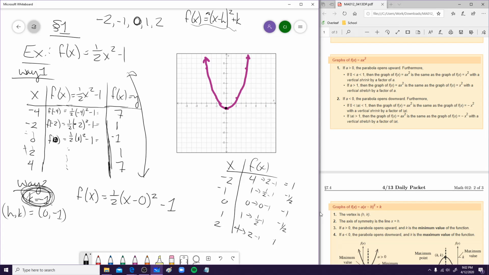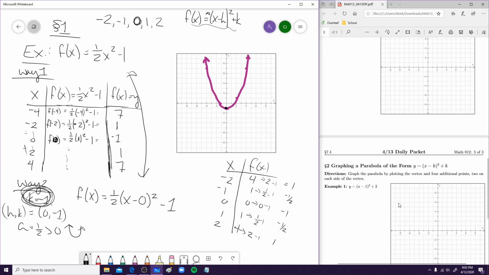But yeah. One last thing, we want to know, is our parabola going to go upwards or downwards? So we're going to look at our a. Our a is 1/2. Since 1/2 is greater than 0, we know it's going to point up like a cup, right? And as you can see from this graph, it does point up like a cup. So I apologize if the second half was a little confusing.